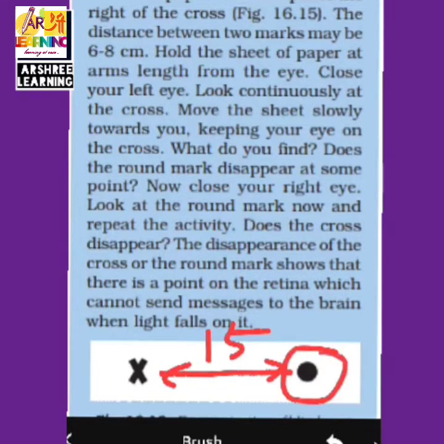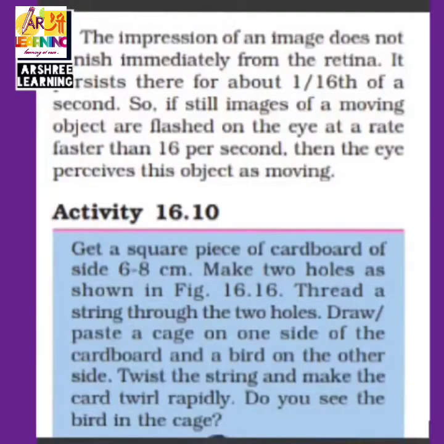It is not disappearing from the page. It is disappearing because the image of the dot forms on the blind spot. The X is formed on the yellow spot, so we can see the X. But when we start moving towards it, a time comes when the image of the dot forms on the blind spot, and then we cannot see the thing. So this shows that the blind spot is the least sensitive part of the eye.